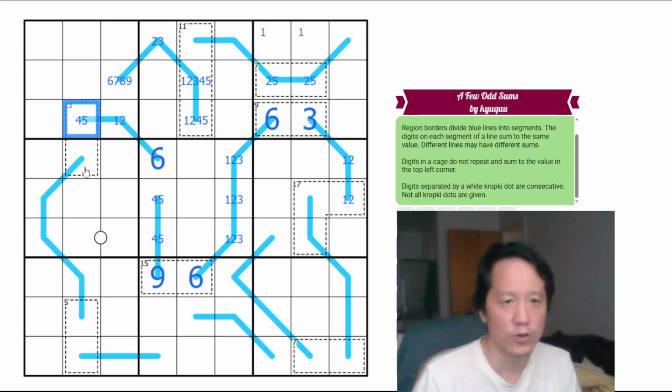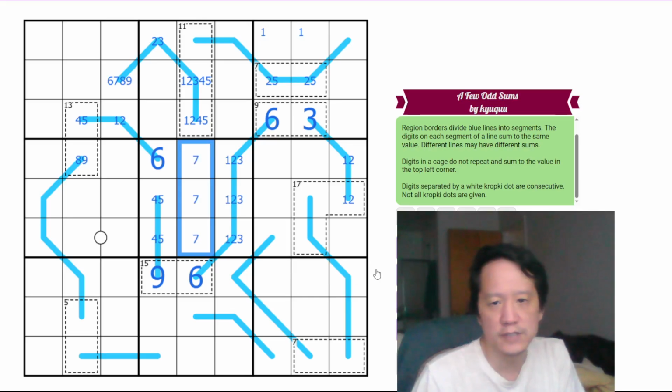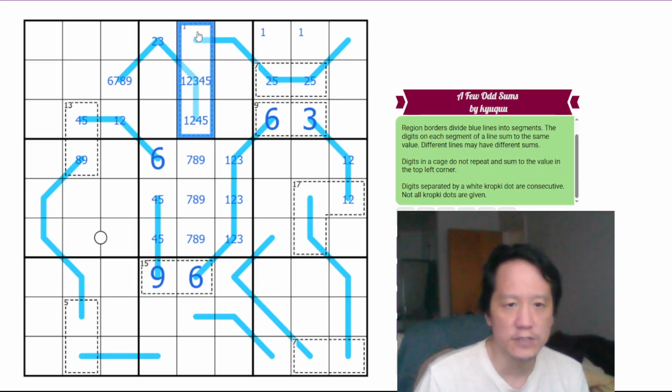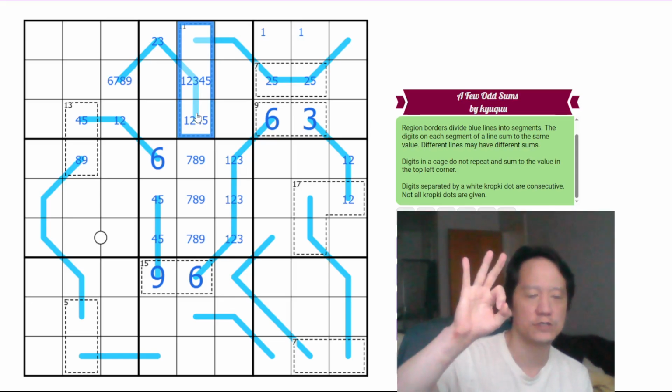If this is 4, this would have to be 9 to add up to 13. If this is 5, this would be 8 to add up to 13. This is a 7, 8, 9 triplet here. You don't have 6, you don't have 7, 8, or 9 in this cage, which adds up to 11. And you need 3 unique digits.